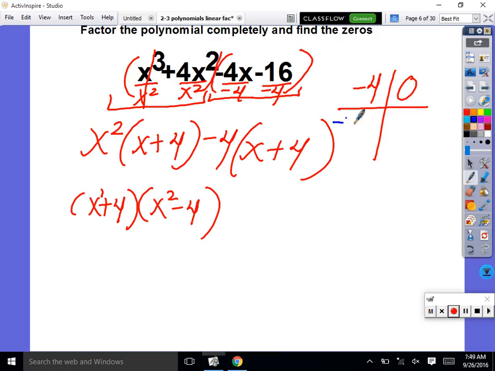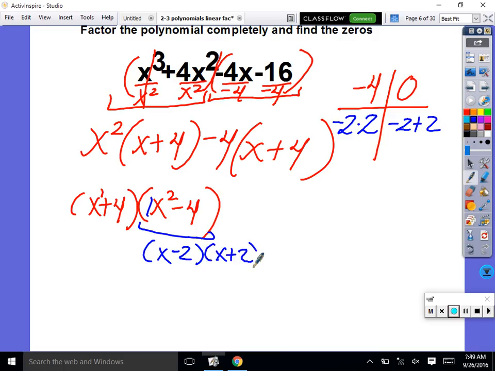Well, negative 2 times positive 2, correct? Negative 2 plus 2. So can we quick factor it? Yes, our a value is 1. So this piece factors to be x minus 2 times x plus 2. And then we still have this x plus 4. Now look, haven't we factored it down to linear factors? Now we'll set it equal to 0 and solve.